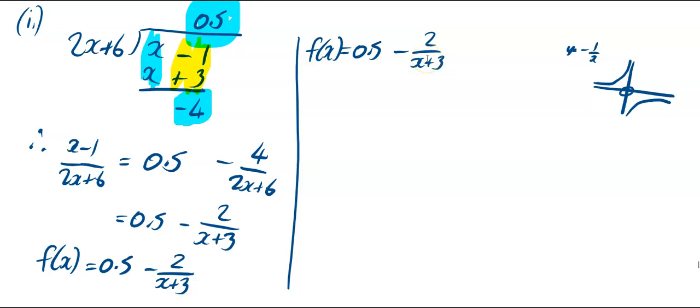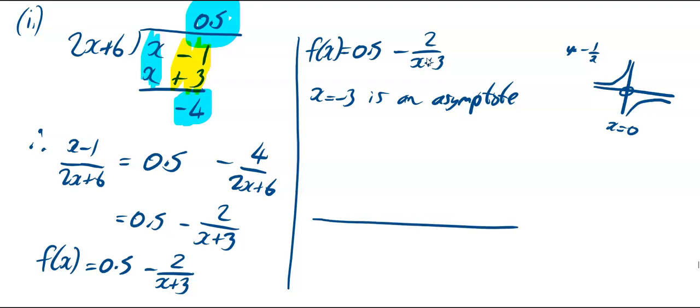So here, x equals minus 3 is an asymptote, excuse my handwriting. Just like over here, x equals 0 was an asymptote. So over here, x equals minus 3 is a vertical asymptote. Okay, so we've got that sorted out. So first of all, there's your graph, and there's x equals minus 3 going to be an asymptote.